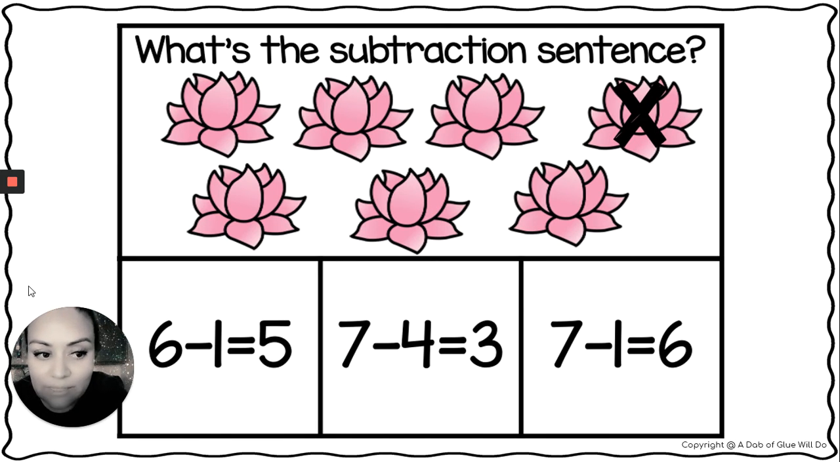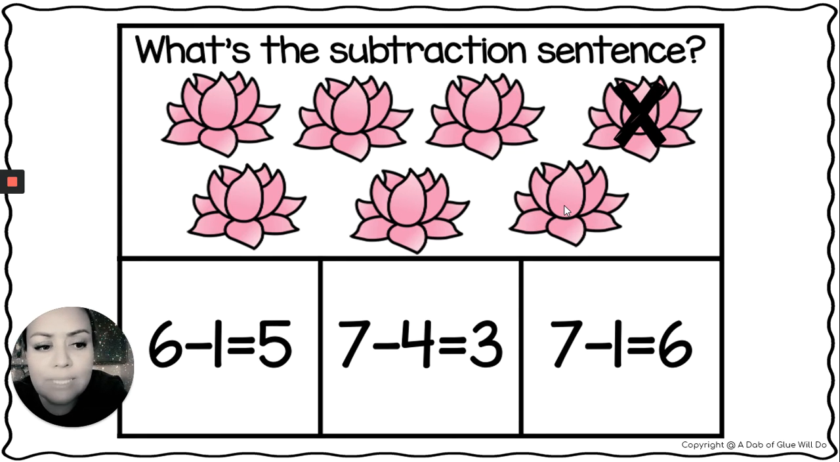Let's take a look at the subtraction sentence. How many items do we have total? Look at these beautiful lotus flowers. How many do we have? We have 4 on top, and we can count the fast way starting right here at 4. Get 4 going. 4, 5, 6, 7. So how many flowers do we have? That's right, we have 7.